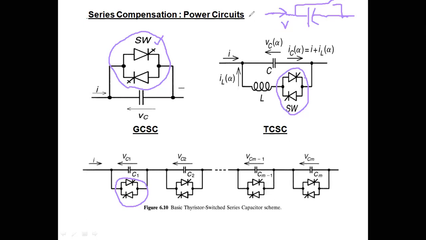So we take the voltage across the capacitor, which will vary. The current is constant, and we are assuming that the voltage across the capacitance is varied using this switch. How do we vary this voltage by using switching?